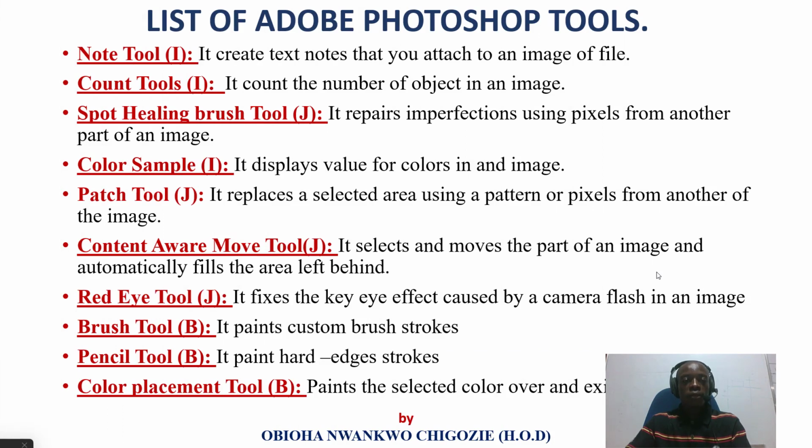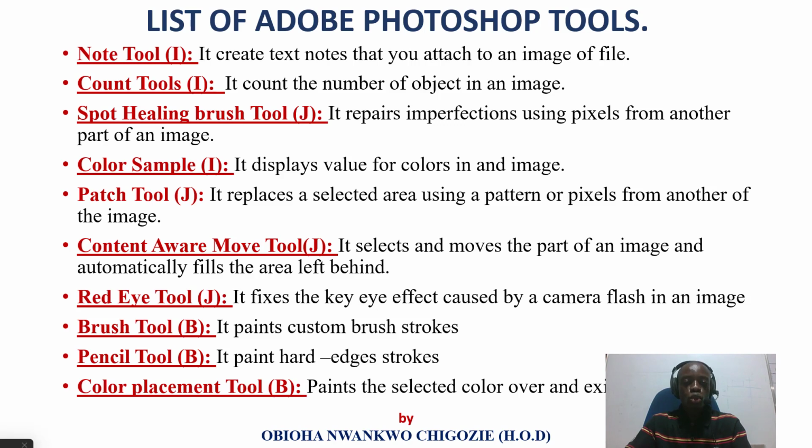Now we have the list of another continuation. Note tool, it creates text notes that you attach to an image or file. Okay. You have the count tool, it counts the number of objects in an image. You already know from the name, count. Spot healing brush tool. It repairs imperfections using pixels from another part of an image.